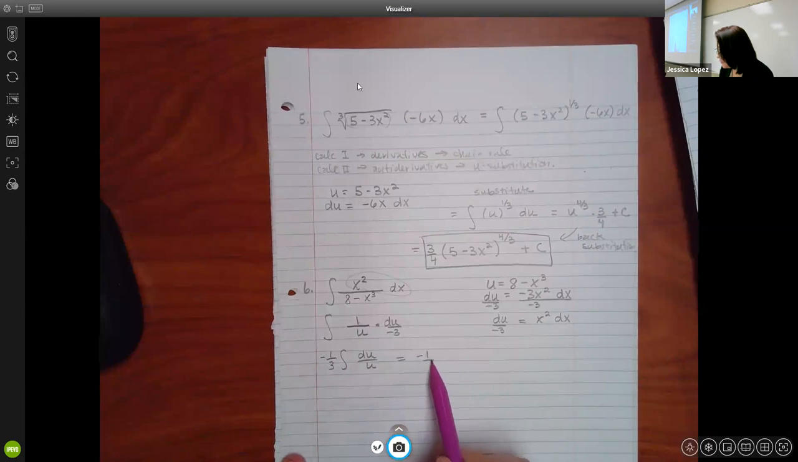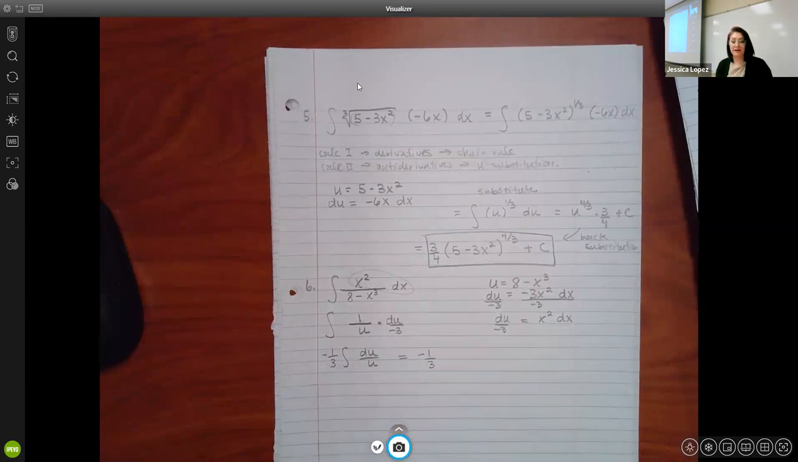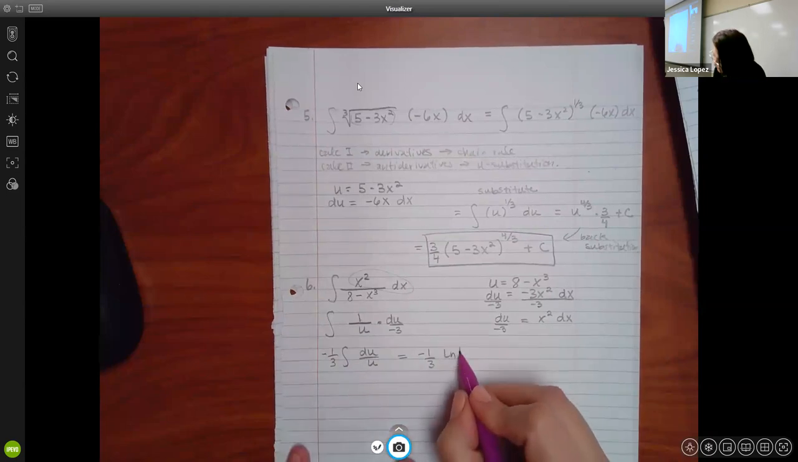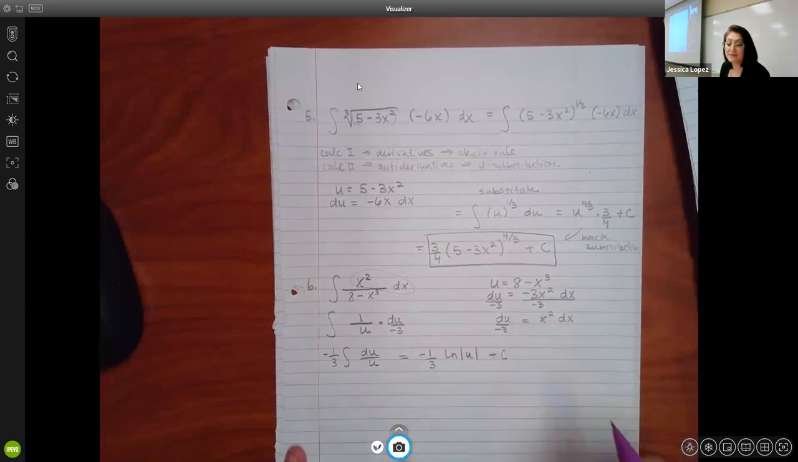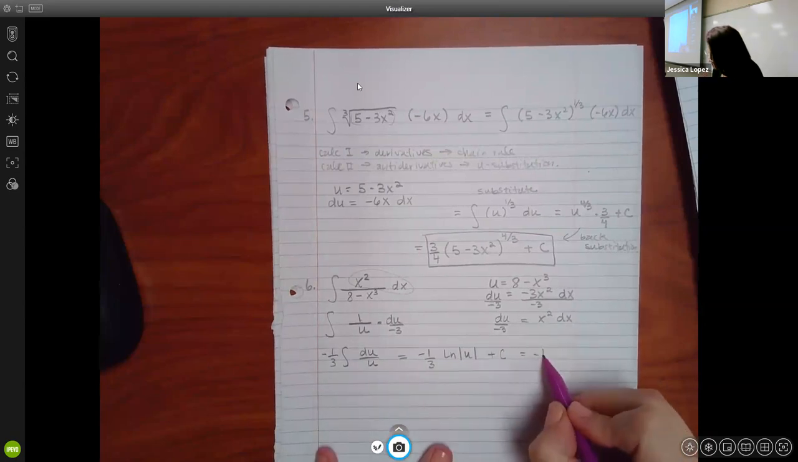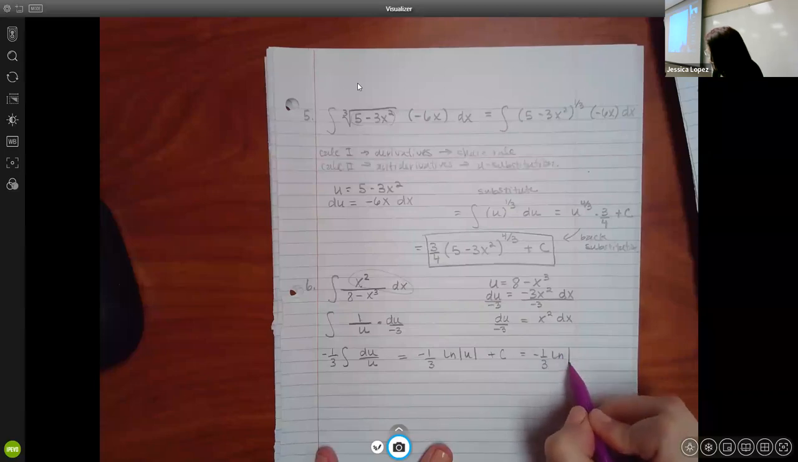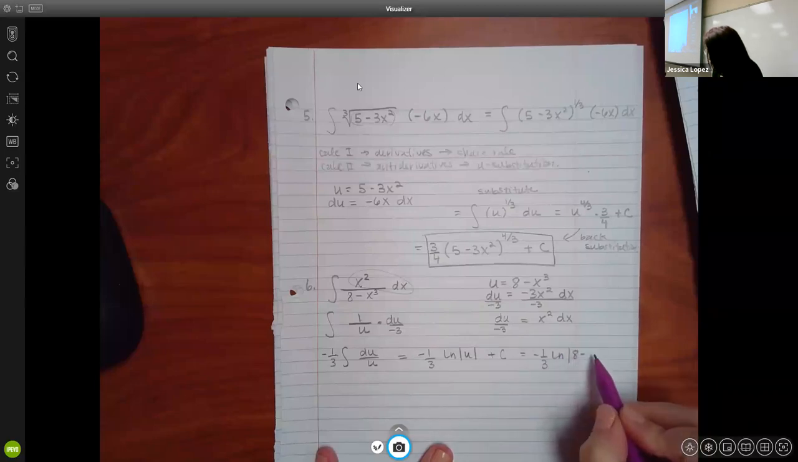Now, I don't know if you remember or if you have to go reference real quick, but does anybody know what the integral of du over u is? Ln. Yes. So ln of the absolute value of u. And there's no bounds, so I do have to put plus c. Is that my final answer? No, we have the back sub, right? So u was 8 minus x cubed.